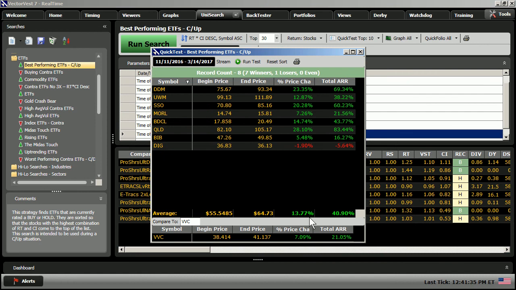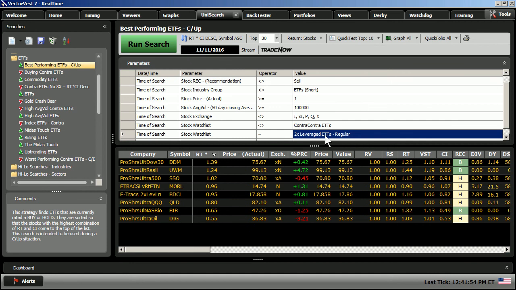Woo, 13.77% out of the 8 ETFs. Double leverage. We had 7 winners, 1 loser. We almost doubled what the market did, but that 1 loser was against us, a little bit less than 2%. This is doable, all right? In a good uptrending market now, looking at double leverage ETFs.